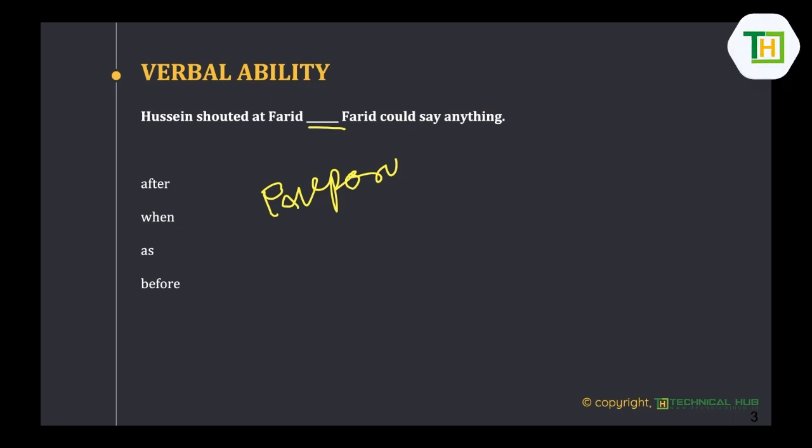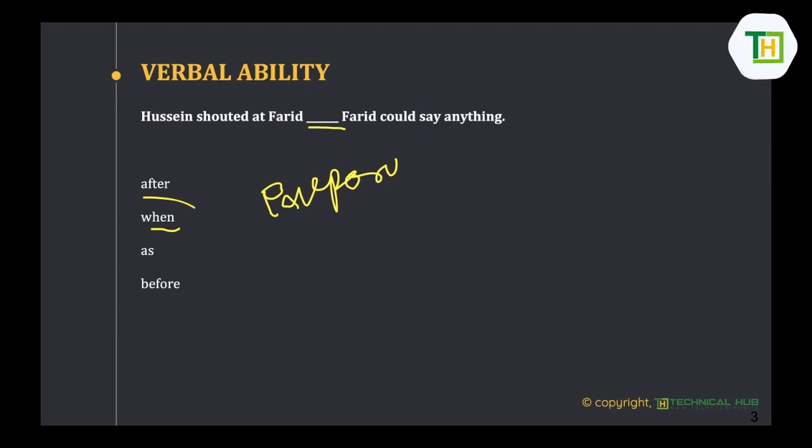Now, Hussein shouted at Farid, dash, Farid could say anything. See, we have "after". Could say anything means like, could have happened. So after cannot be used. We cannot use it. For example, Hussein shouted at Farid when Farid shouted at him. That is the correct way.